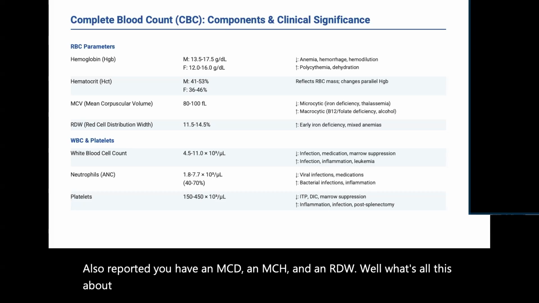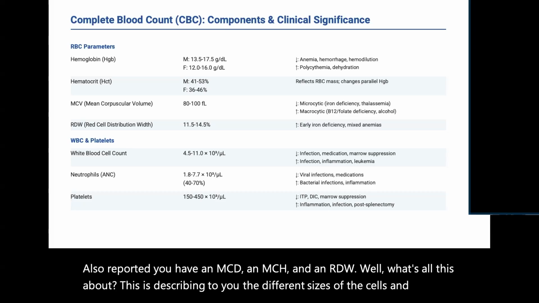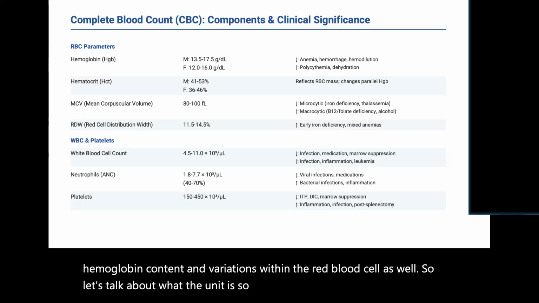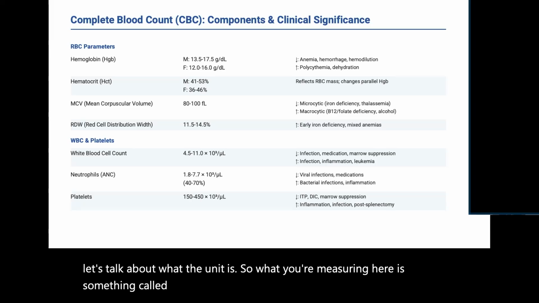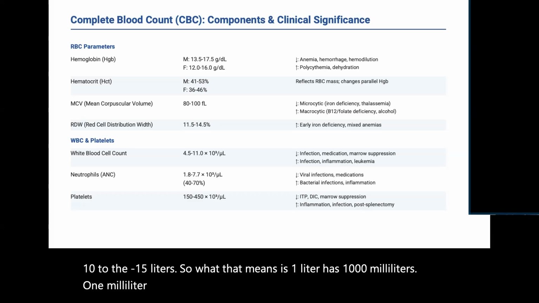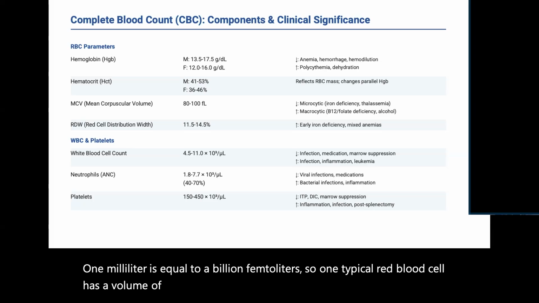This is describing to you the different sizes of the cells and hemoglobin content and variations within the red blood cell as well. So let's talk about what the unit is. What you're measuring here is something called a femtoliter. It's 1 femtoliter, 10 to the minus 15 liters. So what that means is 1 liter has 1,000 milliliters. 1 milliliter is equal to 1 billion femtoliters. So one typical red blood cell has a volume of about 80 to 100 femtoliters.